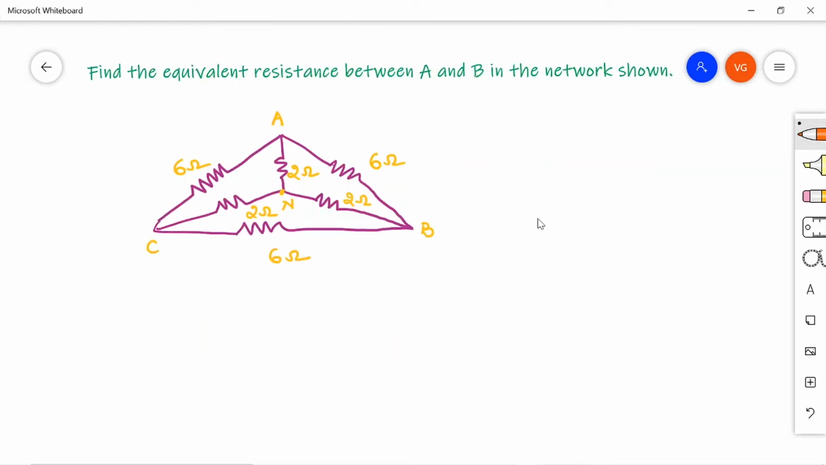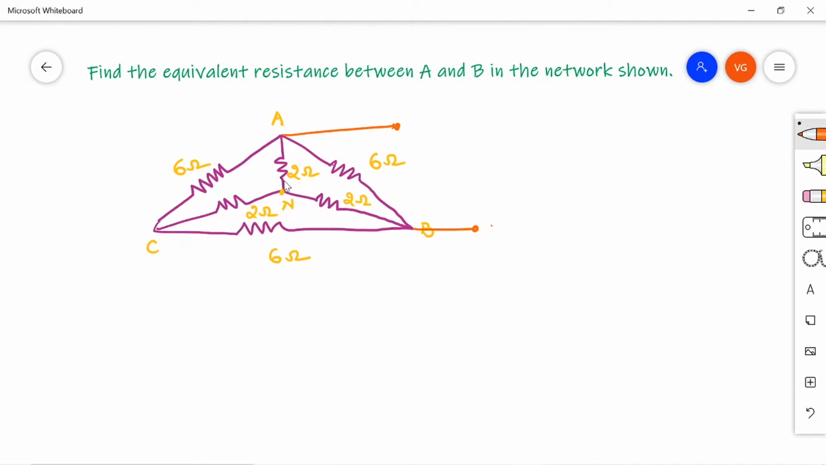The first problem that I have selected based on this star delta conversion is a very simple problem. Find the equivalent resistance between A and B in the network shown. So this is the given network and we have to find out the equivalent resistance between these two terminals, A and B.